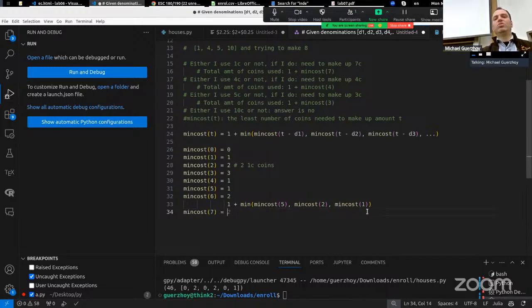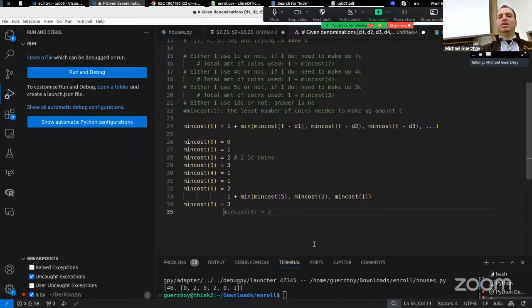Well, first of all, why does it think it's 2? It's really 3, right? And that's because it's 1 plus min cost 6 if you use 1 cent, min cost 3 if you use 4 cents, min cost 2 if you use 5 cents.